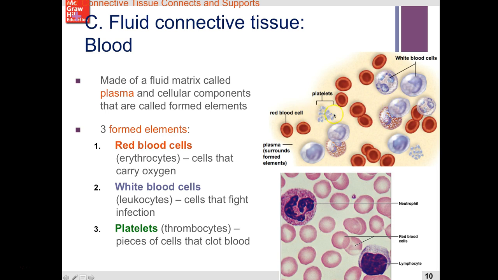And then lastly, we have the platelets, and these are called thrombocytes. Thrombo meaning clot. So these cells help us with blood clotting. So when you have a blood vessel that gets cut open and you start bleeding, these platelets go on over to that area and plug it up.